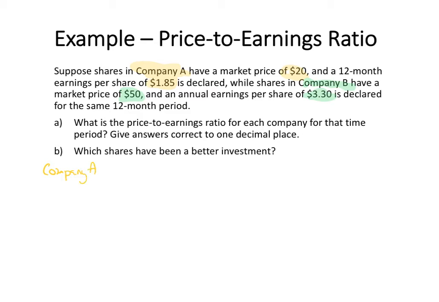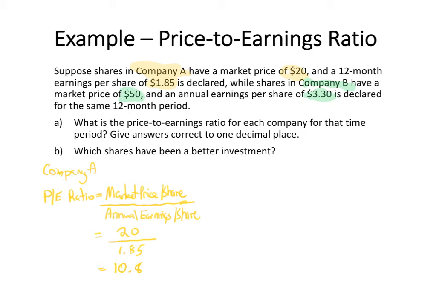And the first thing we'll do is write down the formula. And the formula is market price per share divided by annual earnings per share. So for company A, the market price is $20 and the earnings per share is $1.85. So our price to earnings ratio is going to be 10.8, rounding that to one decimal place.